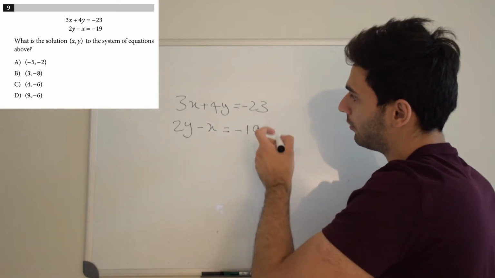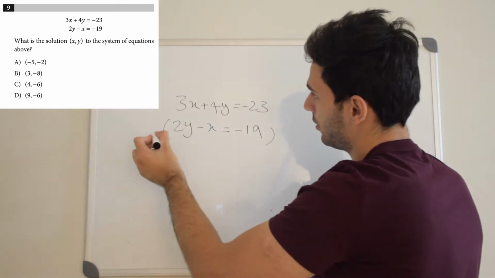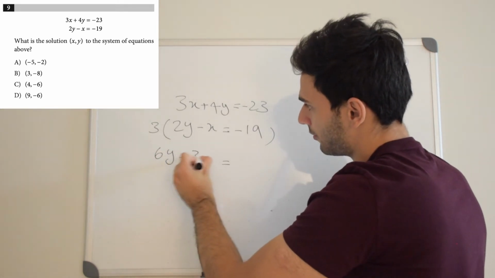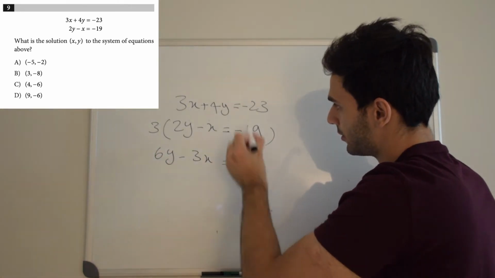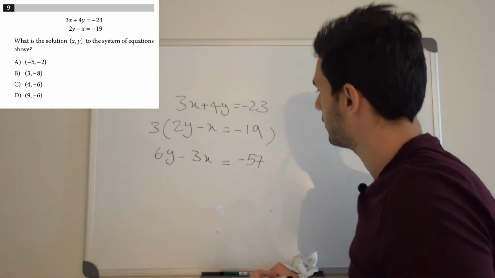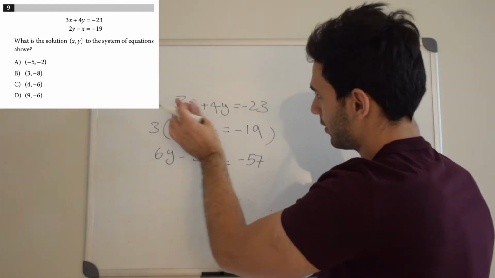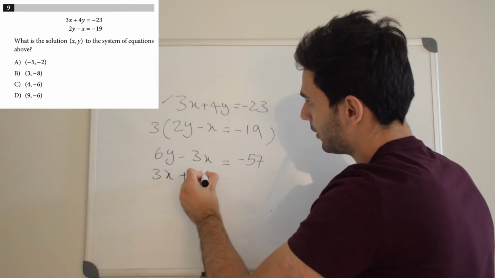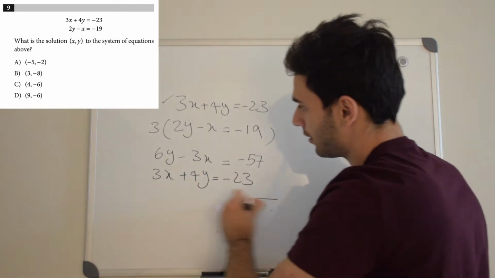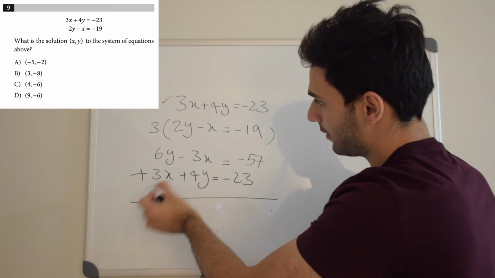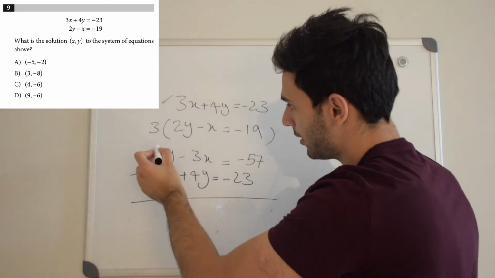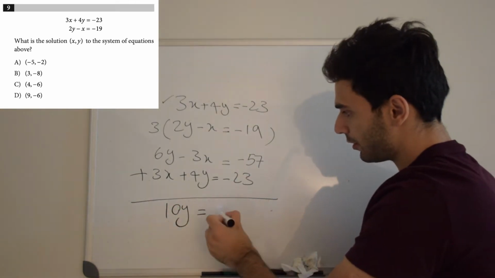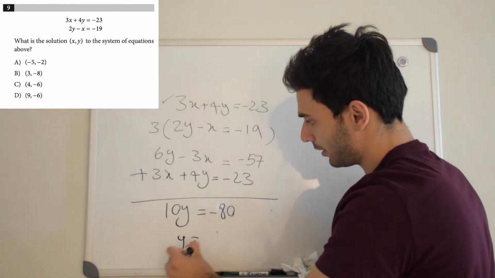So how can I do it? I'm going to multiply both sides of this equation by 3. I'll end up with 6y minus 3x equals minus 57. Yes. Then I'm going to rewrite this one here, 3x plus 4y equal to minus 23. I'm going to add these two terms. If I add, the 3x and minus 3x cancel out, 6y plus 4y, 10y equals minus 80. Y is minus 8.